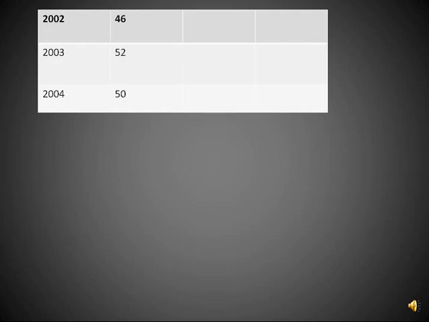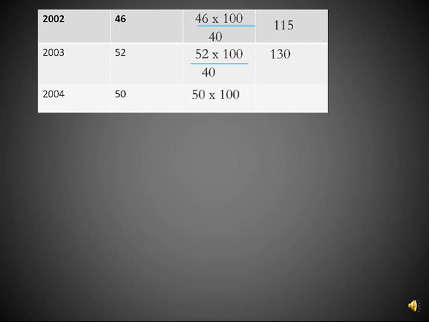Similarly for other 3 years you will calculate the index number. Say for 2002, P1 will be 46 and P0 will be the price of 2000, that is rupees 40. So here the index number comes to 115. Then for 2003, P1 will be 52 and P0 will be the same, that is 40. So here the index number comes to 130.